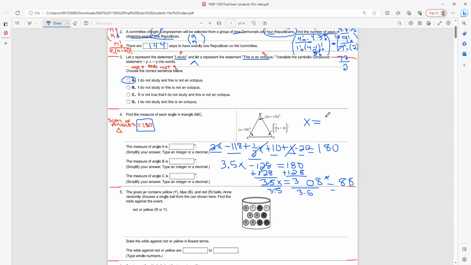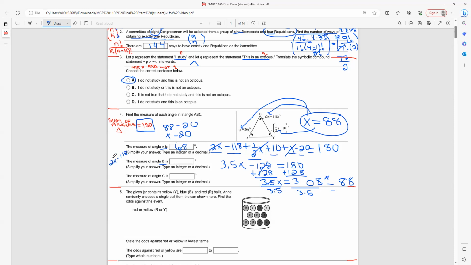Once we obtain our x value, then we can go back and substitute to get the measure of each of the individual angles A, B, and C. So to find the measure of angle A, it is x minus 20, and remember x is 88. So 88 minus 20 will give us the measure for angle A, which we'll list as 68 degrees.